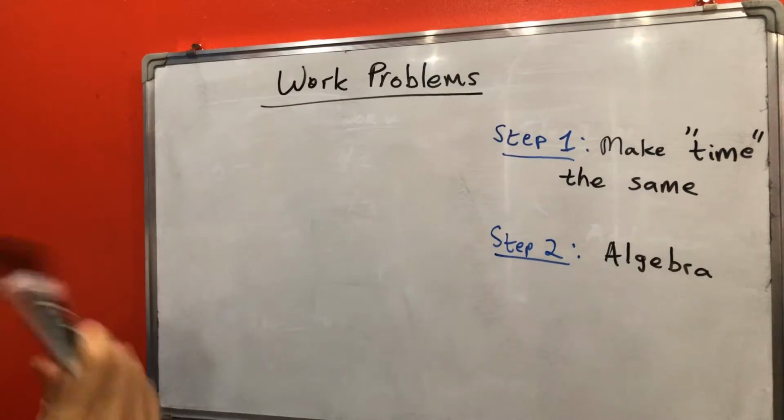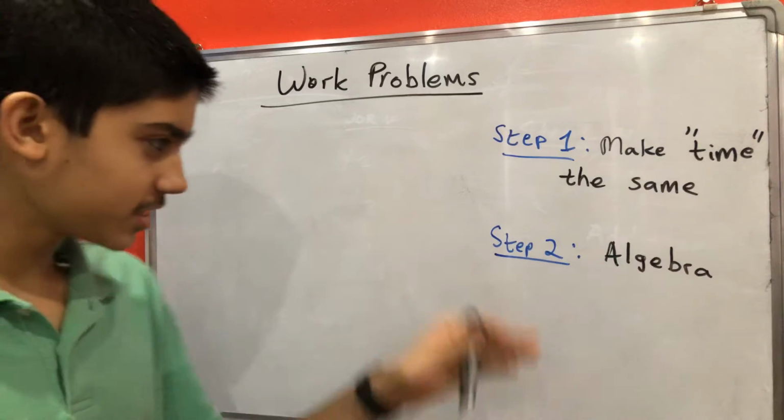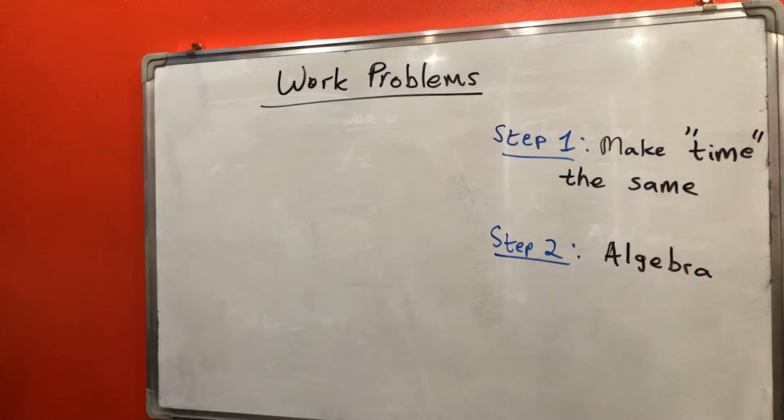So for work problems, there's just two steps. First step is make the time the same, and second step is just to do algebra. So let's look at an example.